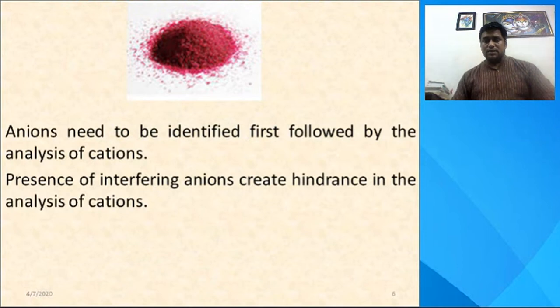Before going into the analysis of cations, it is important, if a mixture of salt is given, that we understand what anions are present in it, because certain anions interfere in the analysis of cations. So before proceeding for the analysis of cations, we need to ascertain what anions are present in the mixture. So analysis of anions before analysis of cations needs to be done. But in this session we are going to deal with analysis of cations only. The analysis of anions will have a separate session.